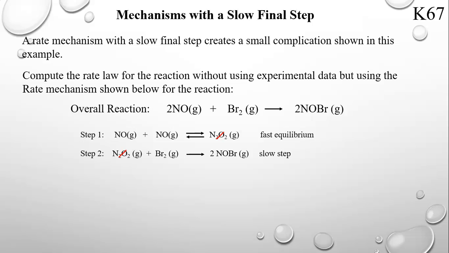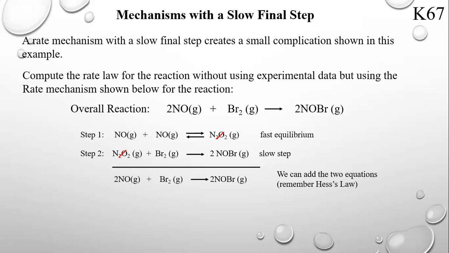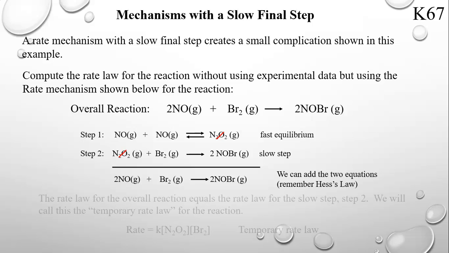First we're going to go ahead and add them, and we'll see that this reaction does work. So you're going to cancel out the N2O2 on either side of the arrows, and now we're going to use Hess's law. So what we have is NO plus NO up above, and that gives us 2NO, just like algebra. And Br2 comes down, that's Br2. And then the final product of the overall reaction is there at the end of step 2. That's 2NOBr, and there it is. So you can see that these two reactions do give us our overall reaction up above. But doing the rate law is a little bit more complicated, so let's see how that works.